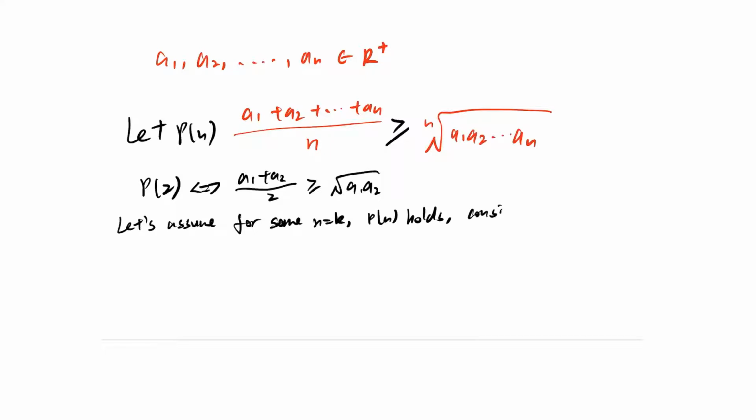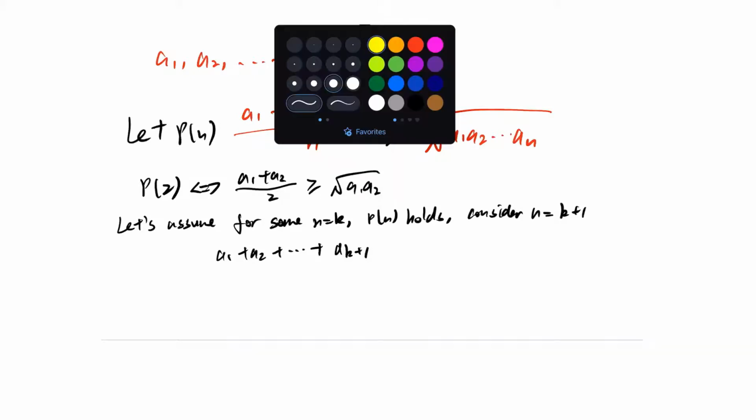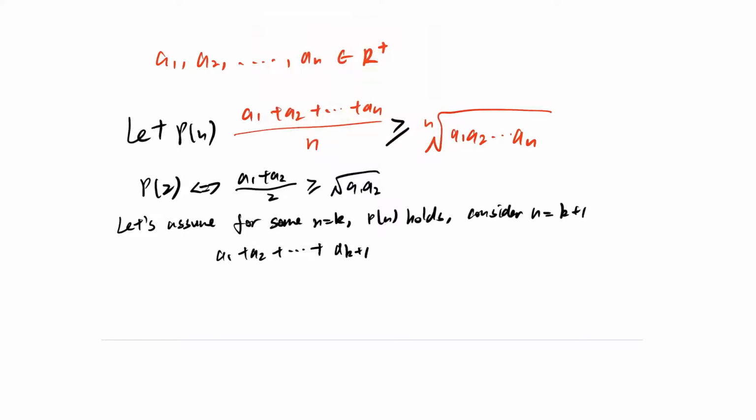Consider n equals k plus 1. Therefore, we will have a1 plus a2 plus all the way up to ak plus 1. And since we want to make use of the fact that (a1 plus a2 plus all the way to ak) over k is larger than or equal to the kth root of a1 times a2 times all the way up to ak, we can actually divide these two pillars into a1 plus a2 plus all the way up to ak, and ak plus 1.